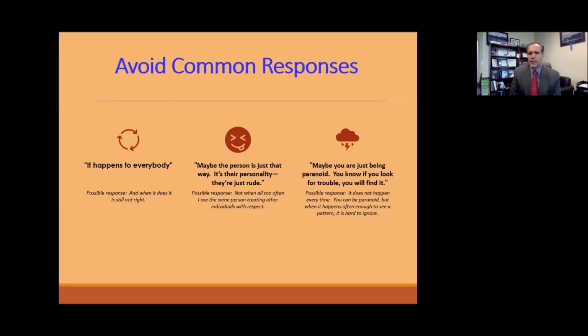They don't mean to discriminate. Or maybe you're just being paranoid. You know, if you look for trouble, you'll find it. So again, we need to avoid these common responses and simply acknowledge the person's statement by what you heard. And if there's anything you can do about it, hopefully, you can comfort the person and prevent such discriminatory practices in your workplace or in your vicinity by being a cultural ally.